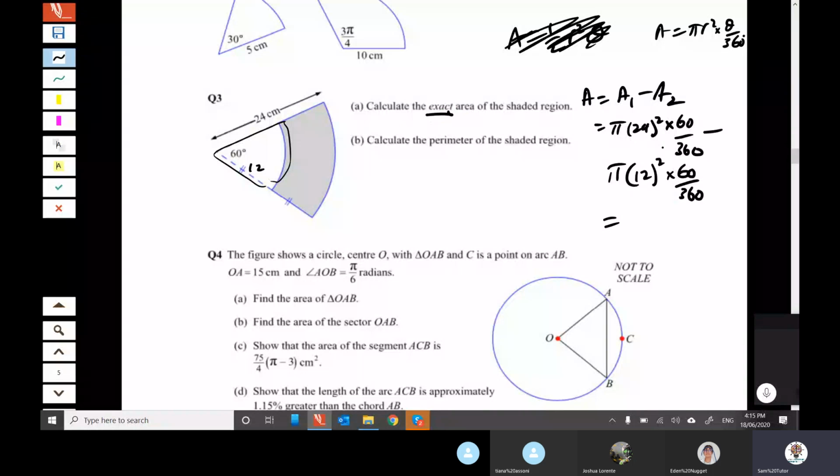So I'm going to do it like this. 24 squared times 60 on 360 gives me 96 pi. Minus 12 squared times 60 on 360, 24 pi. Because you didn't put the pi in your calculator, your final answer will still have pi's, but it's in exact form. Otherwise, if you put pi's in your calculator, it's gone. You've got decimals now. Any questions? Makes sense as well? Yeah. Good.